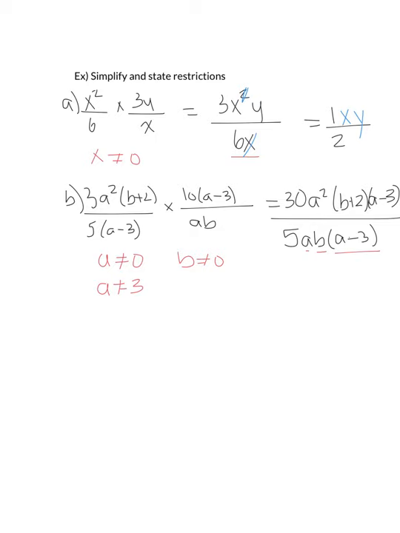I can go ahead and start canceling out. So I can cancel out these a minus 3s. I know that I can reduce this 30 and the 5, so I can divide this by 5, and when I do that, I'm going to be left with just 6. And then I know that I can cancel out this a with one of these a's right here. So what I'm going to be left with is 6a times b plus 2 on the top, and on the bottom, all I'm left with is b.